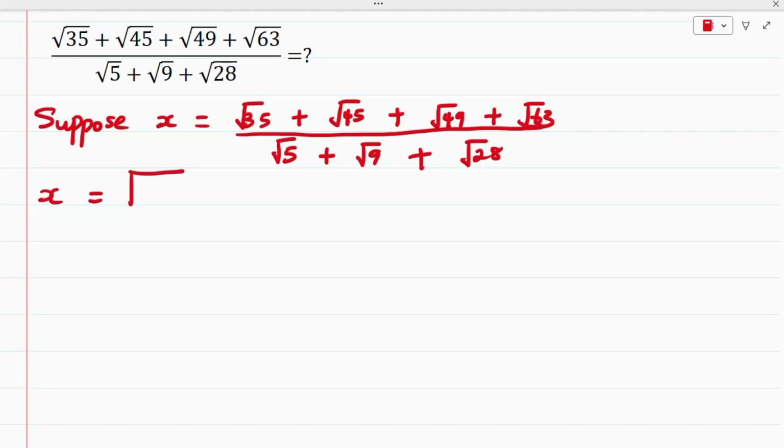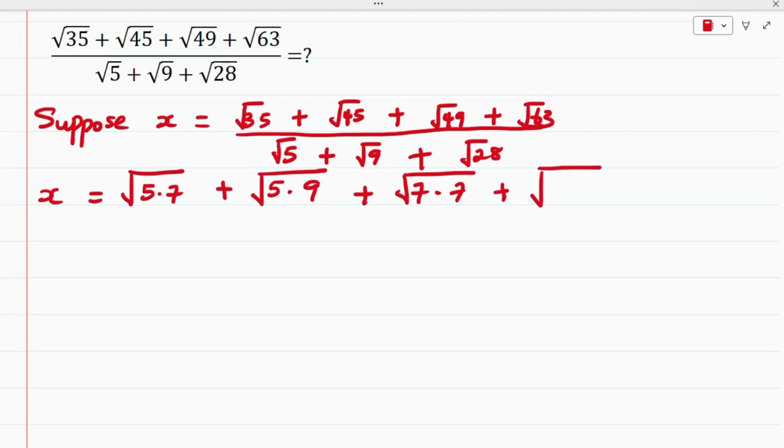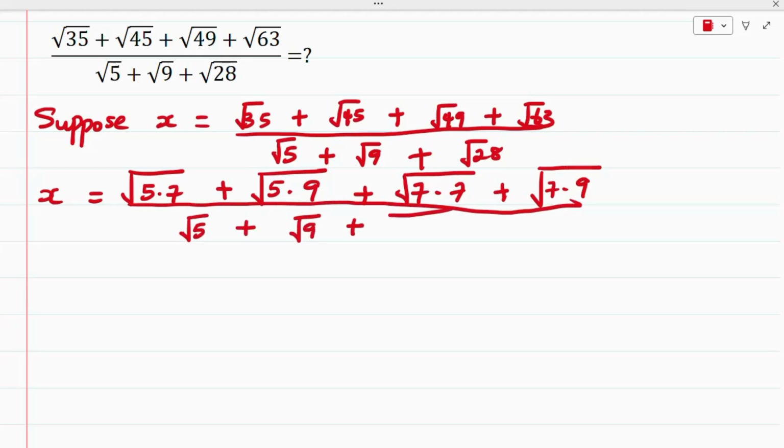Now we can easily express 35 to be 5 multiplied by 7, plus the square root of 45 can be expressed as 5 multiplied by 9, plus the root of 49 can be expressed as 7 multiplied by 7, plus the square root of 63 can be expressed as 7 multiplied by 9, divided by, then the denominator, we have the root of 5 plus the root of 9 plus the square root of 28 can be expressed as 4 multiplied by 7. Now from this property, if we have the square root of a multiplied by b, this is equal to the square root of a multiplied by the square root of b.